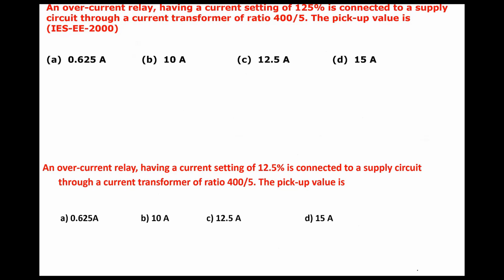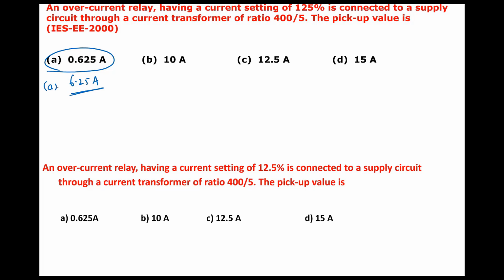Try to solve this problem. The overcurrent relay has a current setting of 125% and is connected to a supply circuit through a current transformer of ratio 5. What is the pickup value? Very simple question. Tell me. Option is not there. I think 6.25 is the right option. Option A, you take it as 6.25 ampere.